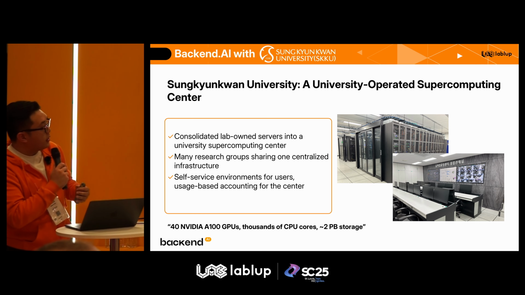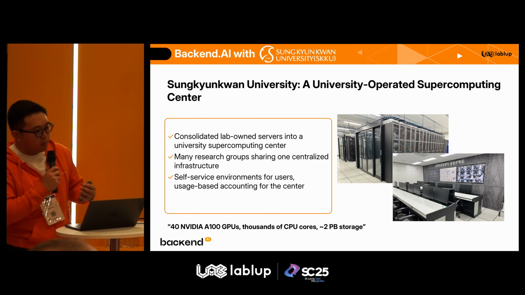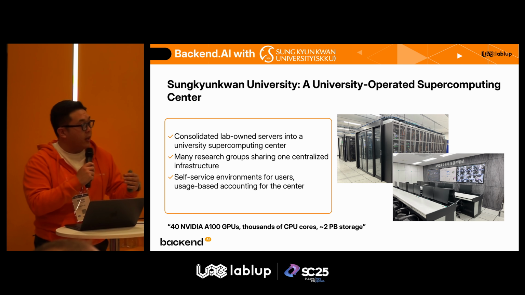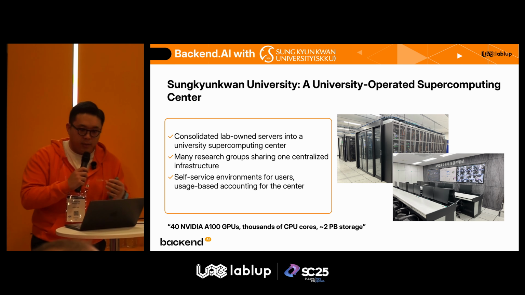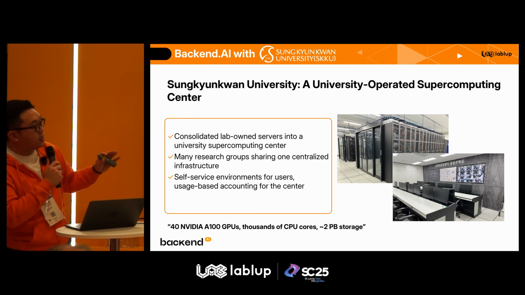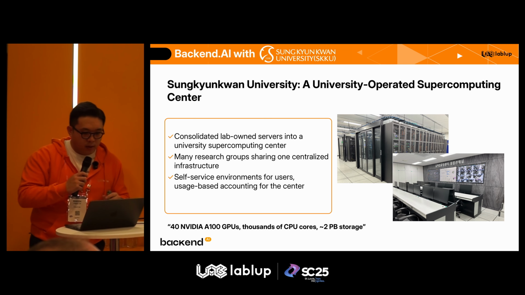And the second case is a supercomputing center at Sungkyunkwan University. They operate more than 4,800 GPUs, over thousands of CPU cores, and about 2 petabytes of storage. This is the first case of a supercomputing center, since 2022.